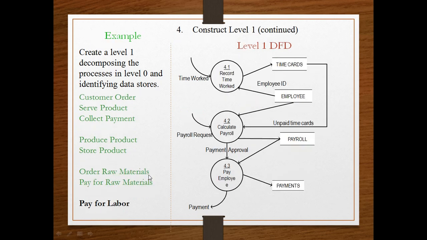Now pay for labor. That means it is going to record the time of workload. Time cards and employee ID are important. Then you calculate the payroll, for example, in 30 days he has only worked for 15 days, so that is calculated here. Then the payroll database is updated. The payroll and payment approval is done, and the employee is given the payment. So payment is received through the employee. So this is your first level of DFD.